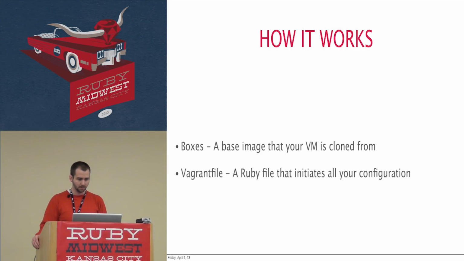All right, so the way it works is there's two basic things you need to know about. One is boxes. A box is essentially a virtual machine image and some metadata about it. That's your base machine that you start up whenever you fire up a Vagrant VM. So it'll take that box, clone it, and then start up a VM running that, which is really great. It's your template that you can use over and over again to create lots of different virtual machines. And then the Vagrantfile is just a Ruby file where you tell Vagrant what you want to have happen to your virtual machine when you fire that up.